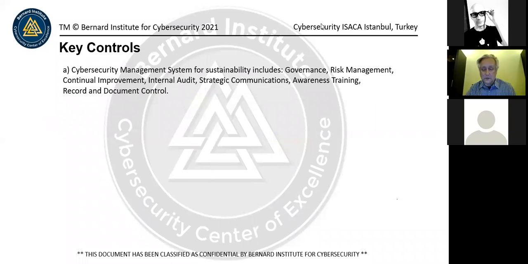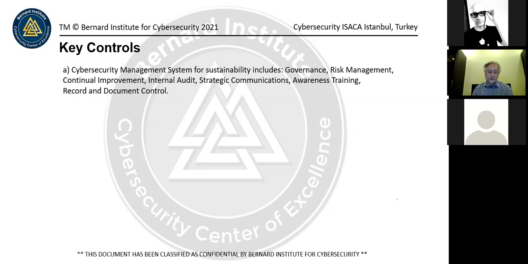Now, some of the key control points that I see are cybersecurity management systems for sustainability. They need to include the processes that are within a management system, which I'm going to talk about again: governance, risk management, continual improvement. Internal audit needs to be a big part of this. Internal audit is not mentioned in GDPR. It's not mentioned in NIST. It is mentioned in ISO 27001, and it's actually a mandatory process.